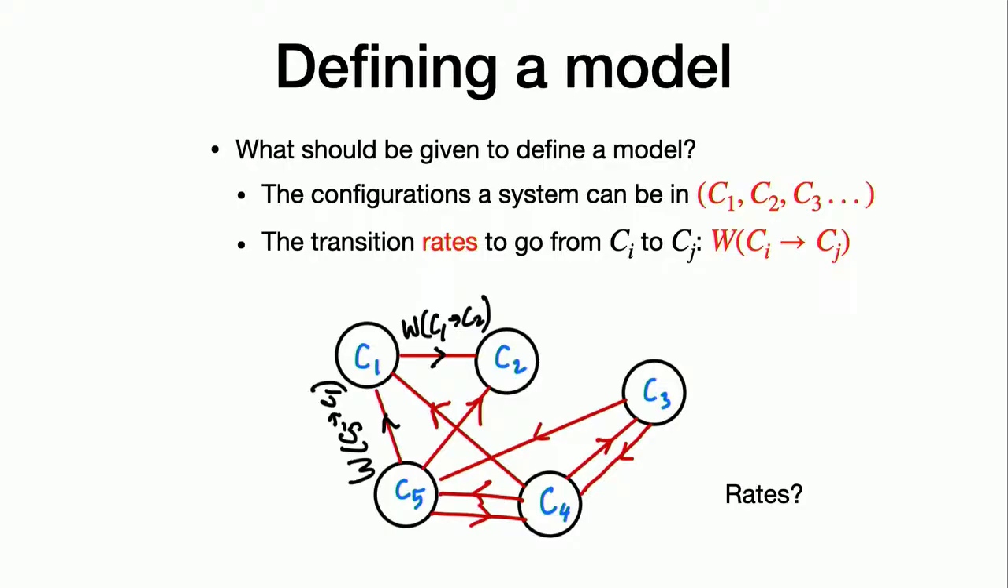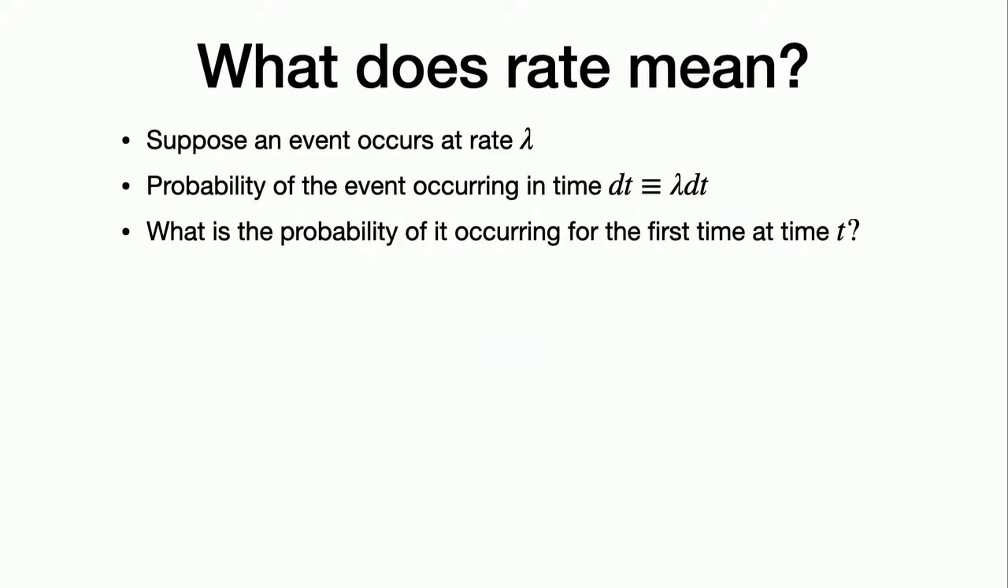So I use the word rates here. What is the meaning of rate? Suppose an event occurs at rate lambda, suppose I say some radioactive decay occurs at rate lambda. It means in a very infinitesimal time dt, the probability of that event occurring is lambda dt. So that's the definition. If somebody tells you that this event occurs at rate lambda, the meaning is this: in an infinitesimal time dt, the probability of that event occurring is lambda dt. So if this definition is given, then I can ask what's the probability of the event occurring for the first time at time t?